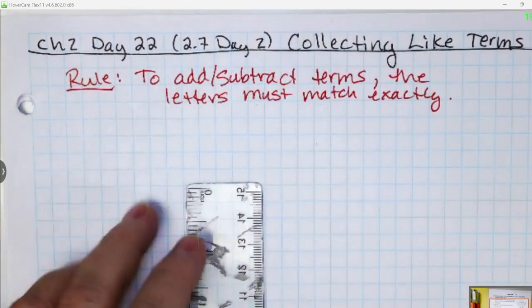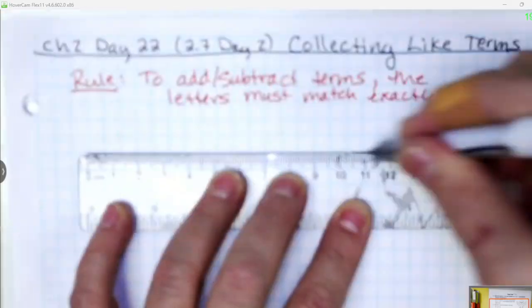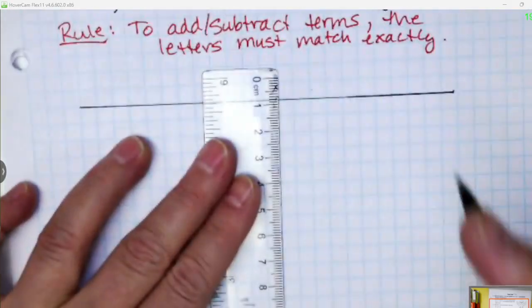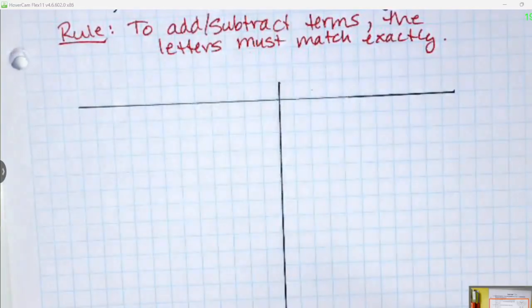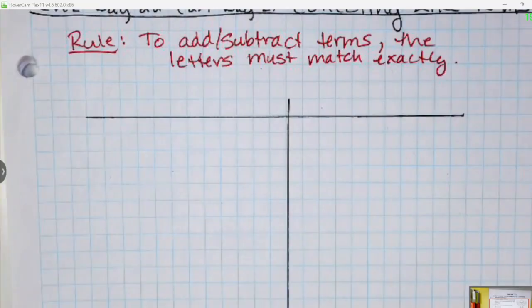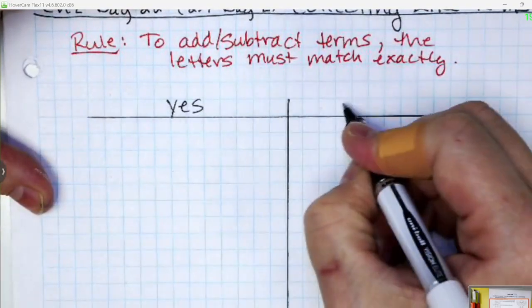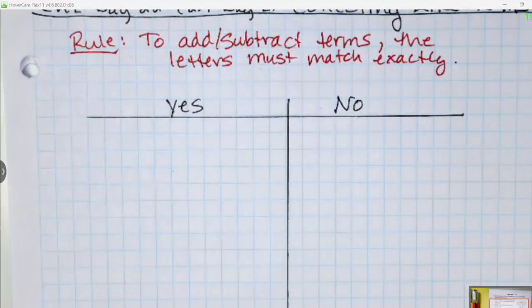All right, so down the middle of your paper, I want you to draw a line. We're going to make a big, giant T-chart. A yes column, all the way down on paper, and a no column, all the way down.